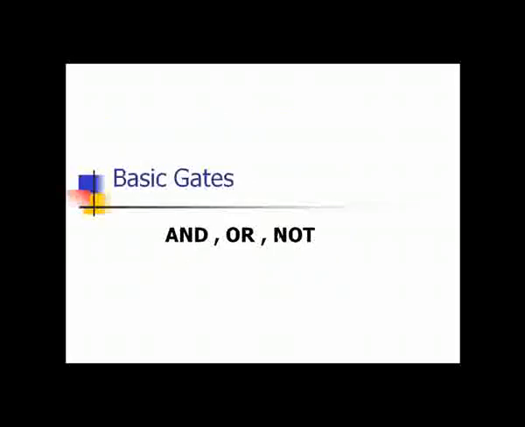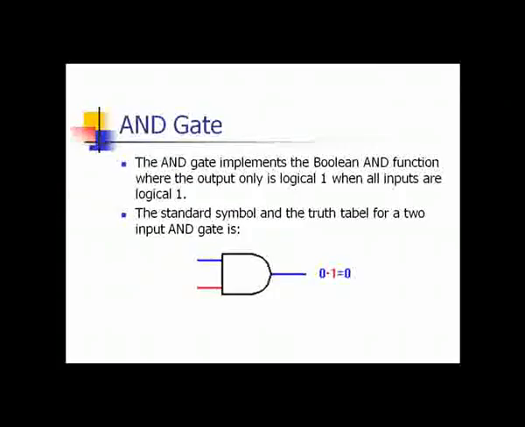Before going to all the gates, we have three basic logic gates, that is AND gate, OR gate and NOT gate. Using these three basic gates, further gates like NAND gate, NOR gate and the exclusive OR gate can be implemented, which are used to build the Boolean algebraic functions. Let us see the function and standard representation of these three basic gates one by one. First we shall move on to the AND gate.